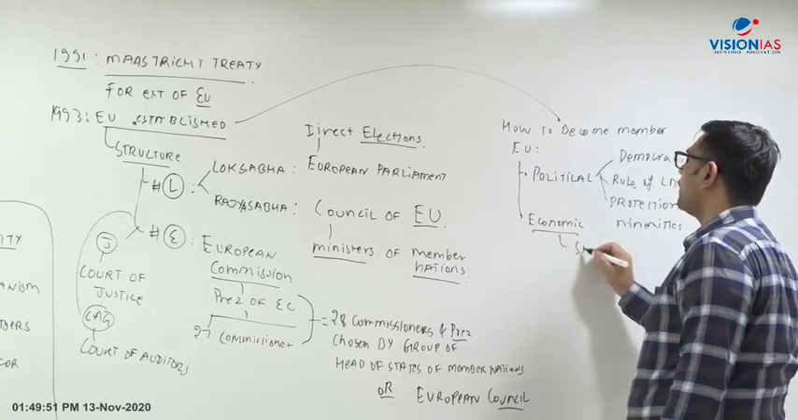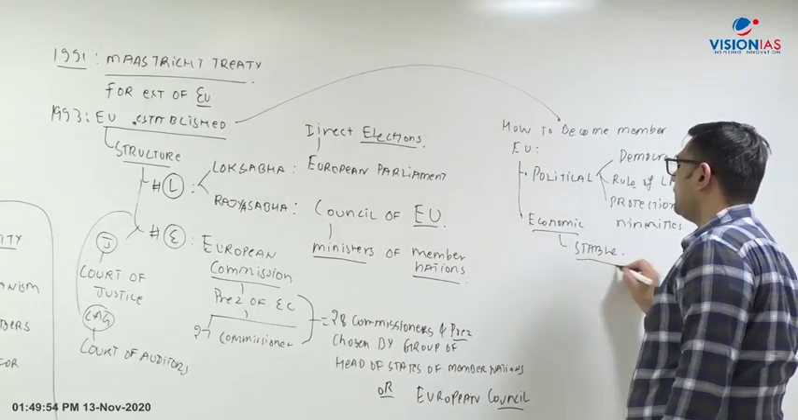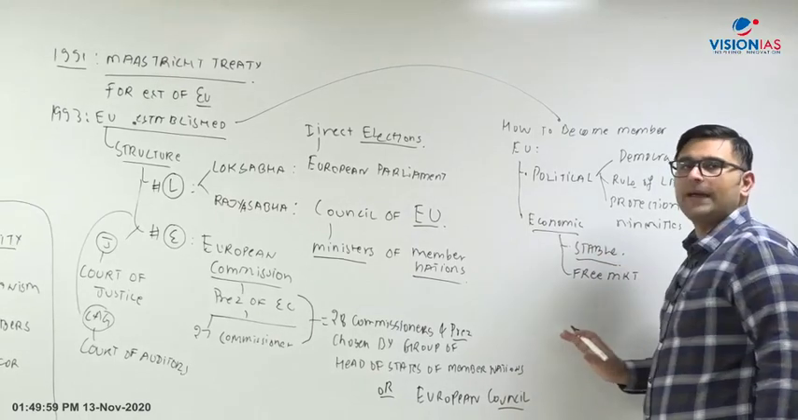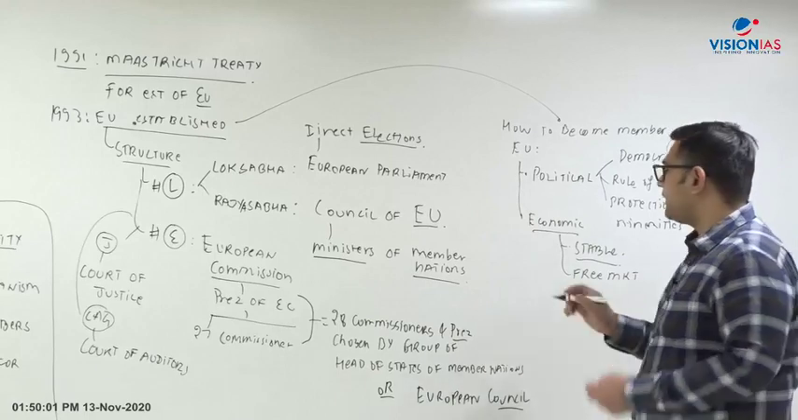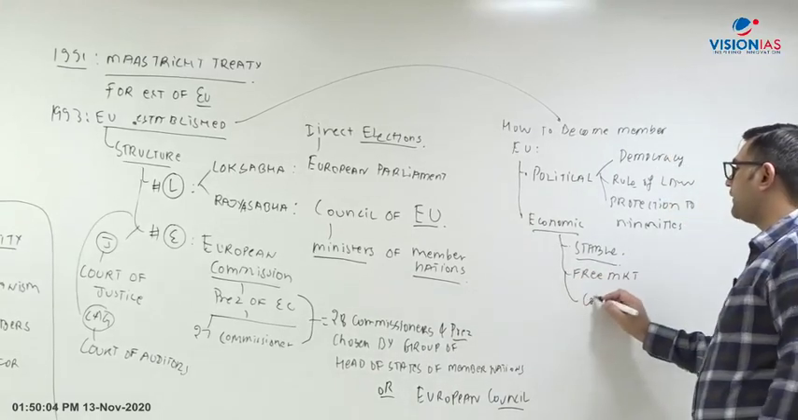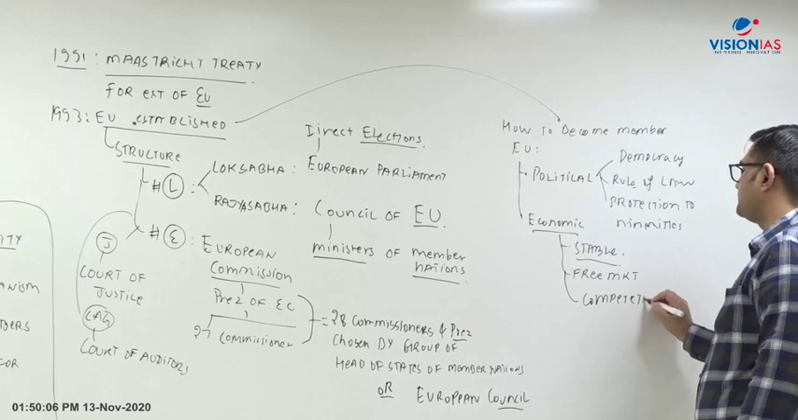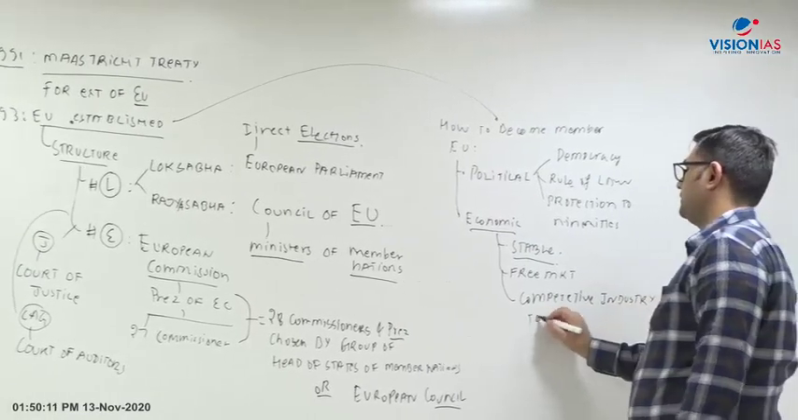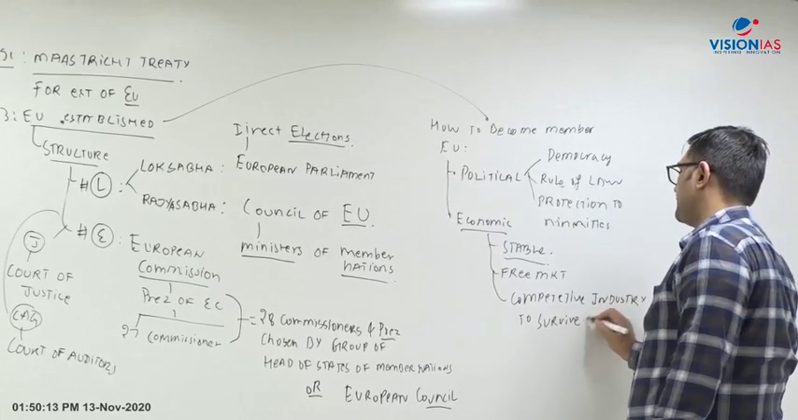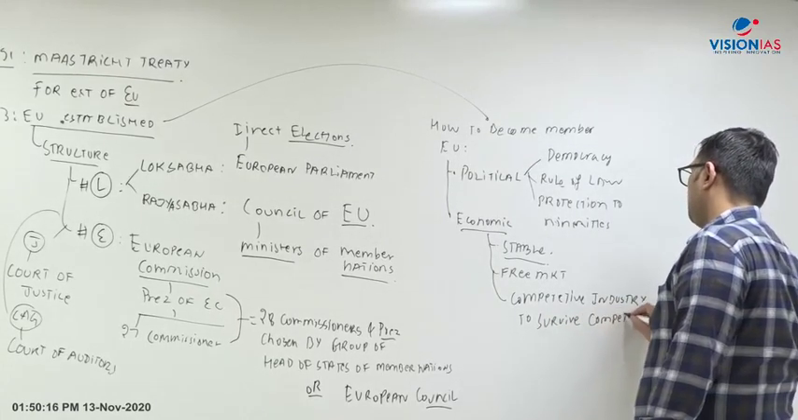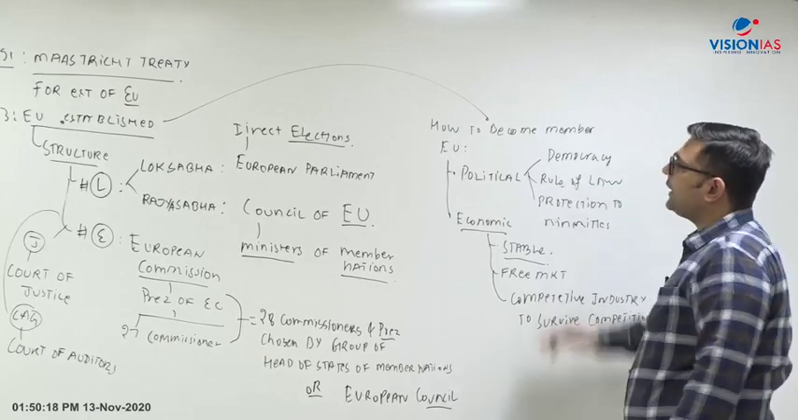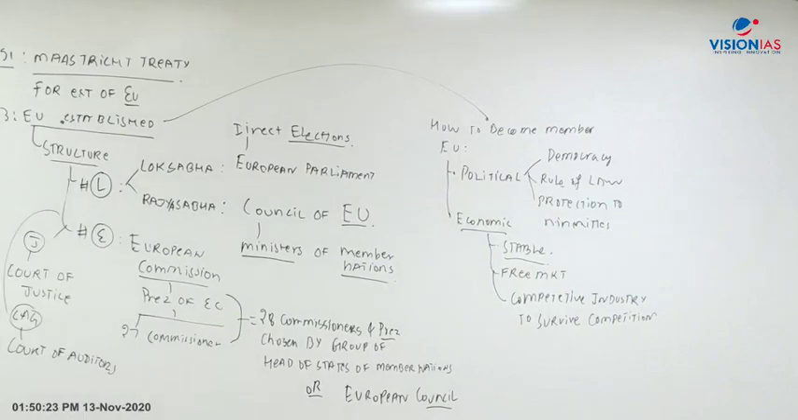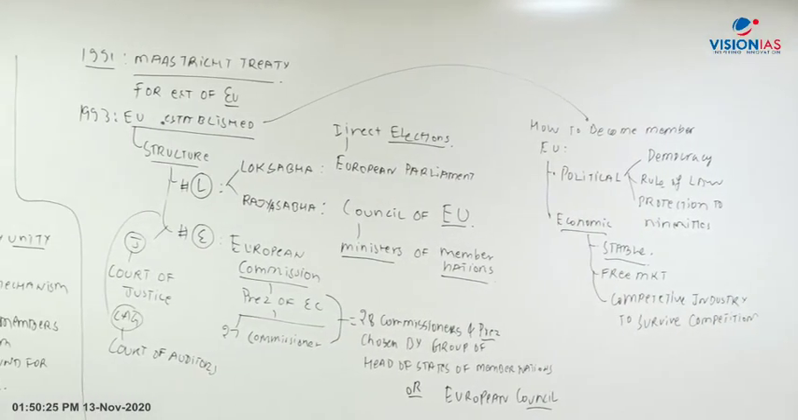Right, so your economy should be a stable economy. Okay, there should be a free market economy. Your economy should not collapse once it joins the common market. Your economy should be competitive enough. Your industry should be competitive enough so that it is able to survive the pressure, the competition which will be there in the common market. So such kind of criteria are there through which you can become a member of the European Union. Okay, so this is how things work.